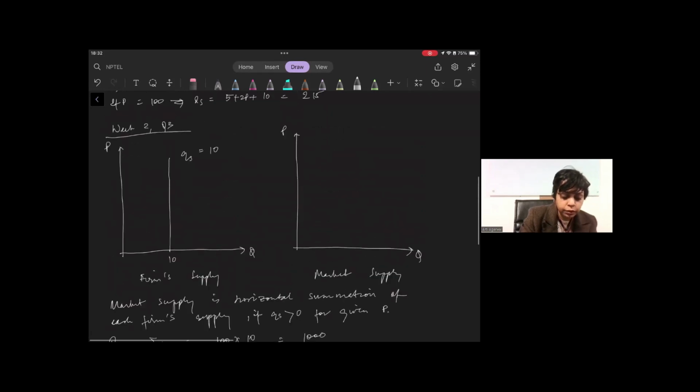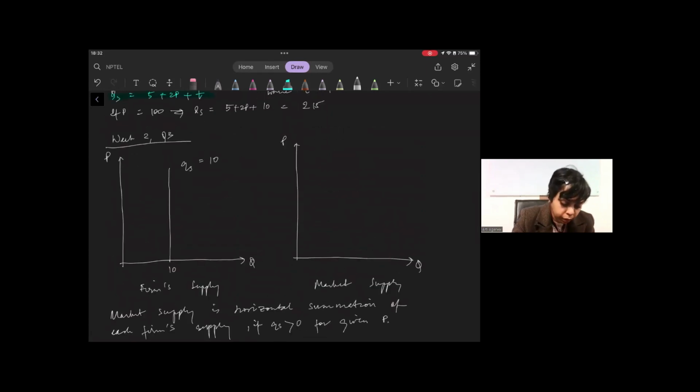And since each firm is not changing their supply, the market supply is also not going to change. Market supply is Qs equal to 1000. This is a vertical line. That's the answer. Yes, it's a vertical line with capital Q equal to 1000.